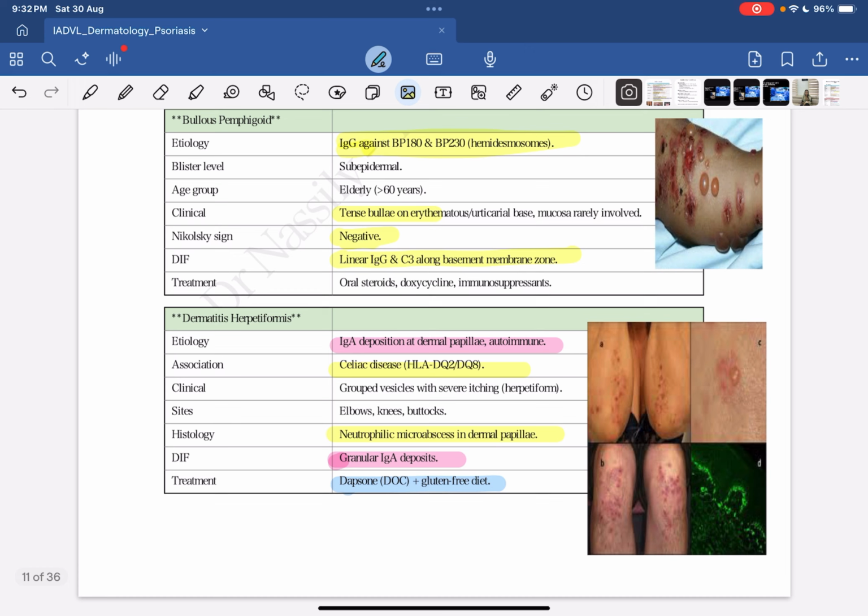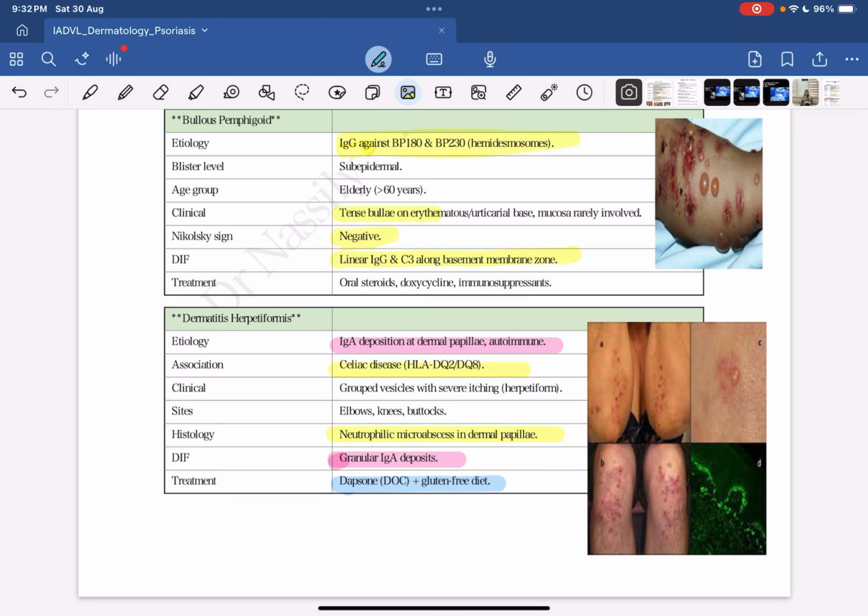Dermatitis herpetiformis. The question will be framed as a gluten sensitive person. We should remember that it is associated with celiac disease. It is due to IgA deposition at the dermal papilla, and can be autoimmune. Association with celiac disease, HLA DQ2 and DQ8. It is also a previous year question. HLA of celiac disease was asked. It is DQ2 and DQ8.